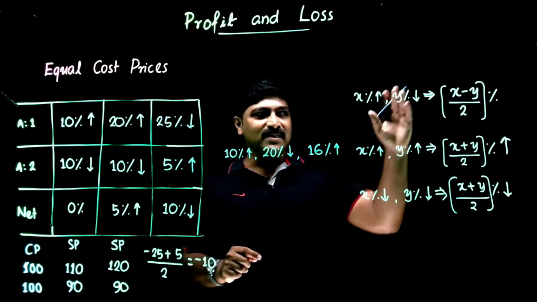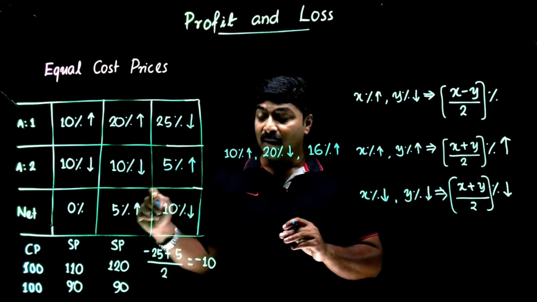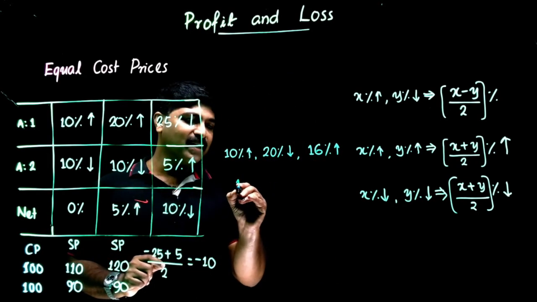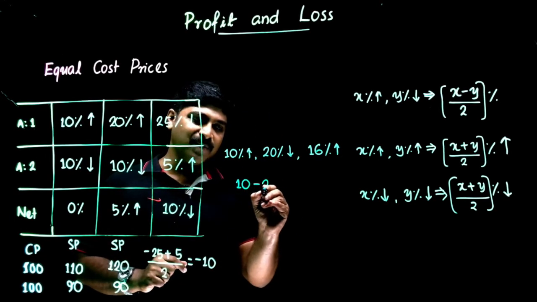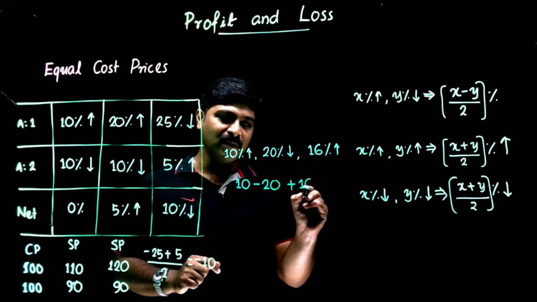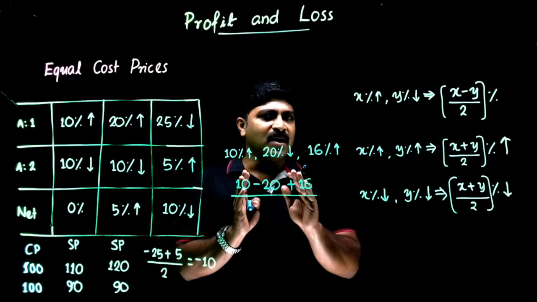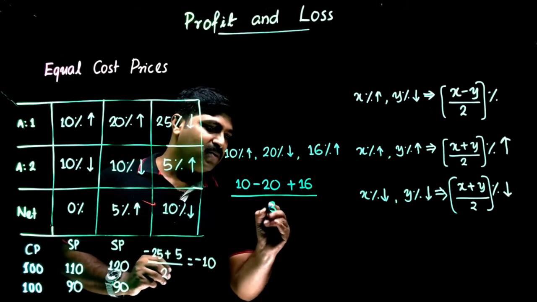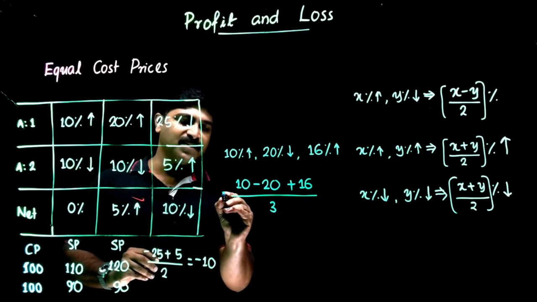Then, by using the same trick, you can easily find the answer for this question without making any kind of assumptions. So profit, you enter as positive. Loss, enter this as a negative quantity. Again profit, enter this value as positive. What you want to do is simply divide this result by the number of articles. So here we have 3 articles, therefore divided by 3.